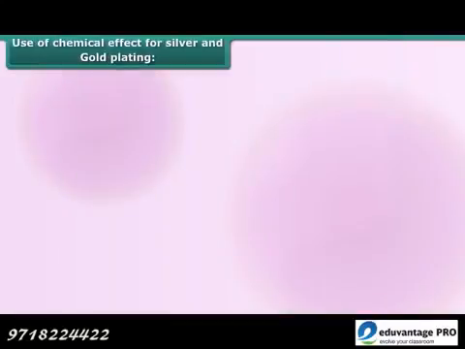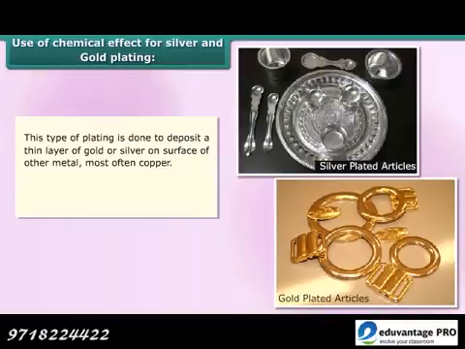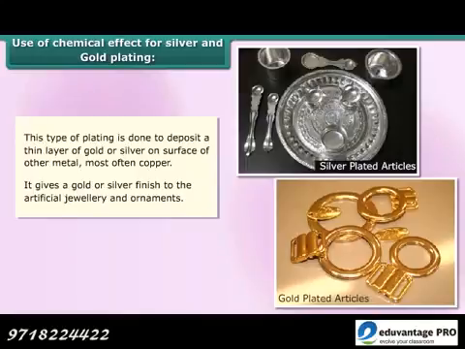Use of chemical effect for silver and gold plating. This type of plating is done to deposit a thin layer of gold or silver on surface of the other metal, most often copper. It gives a gold or silver finish to the artificial jewelry and ornaments. Silver-plated articles. Gold-plated articles.